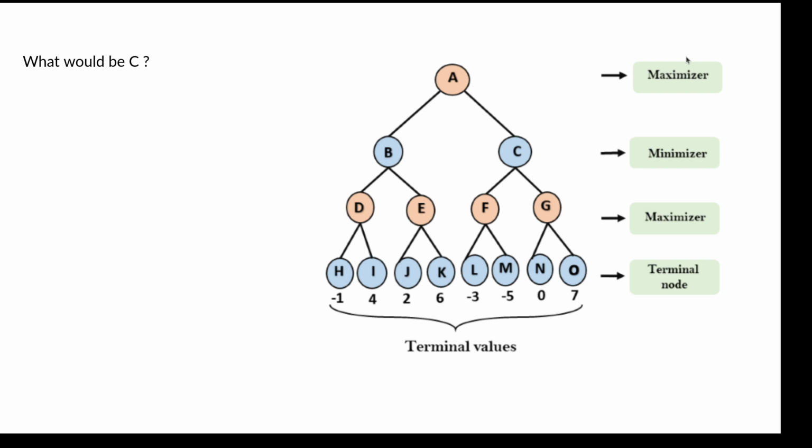Okay, so someone come up with the solution. What will be the value of C? Upper level is the maximum. Out of -1 and 4, the maximum is 4. For 2 and 6, what will be the maximum? 6. For -3 and -5, what will be the maximum? The maximum will be -3. For 0 and 7, what is the maximum? 7. Then D, E, F, G you have. Just fill out the upper nodes and say what will be C.